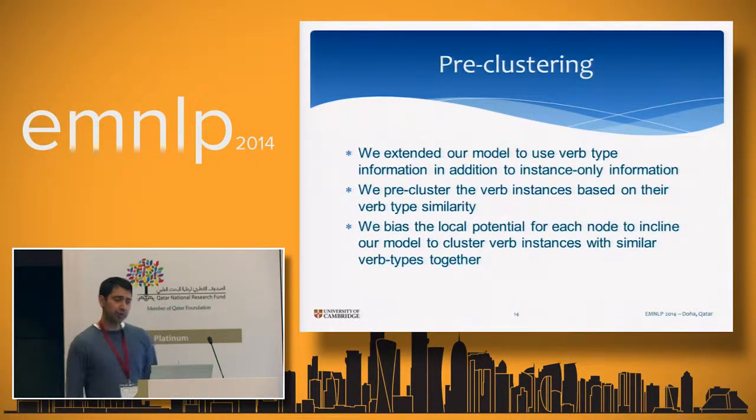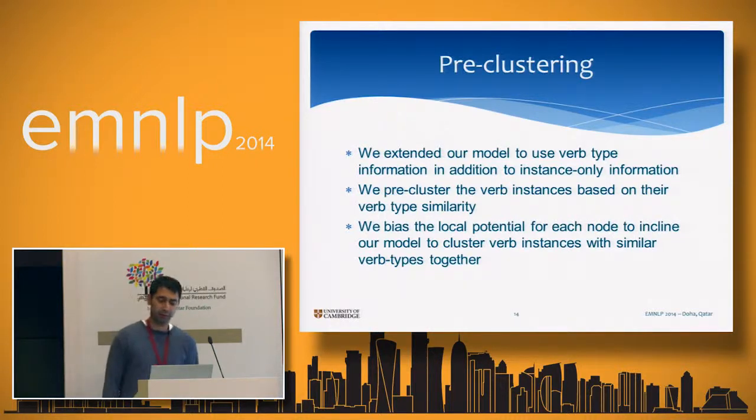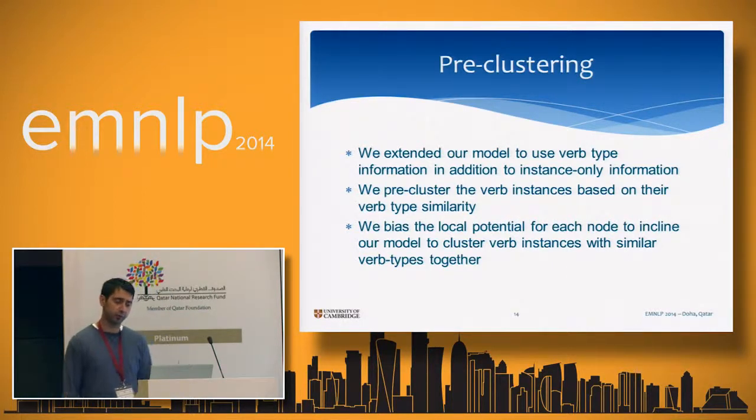All right, so that was the basic model, just the pure Markov random field. This essentially will only use instance level information. But we know from previous systems that type level information is extremely useful, because subcategorization frames don't just occur randomly. They are highly correlated with the verb types. In fact, they're so correlated that the distribution is almost Zipfian. So it makes sense to also use verb type information.